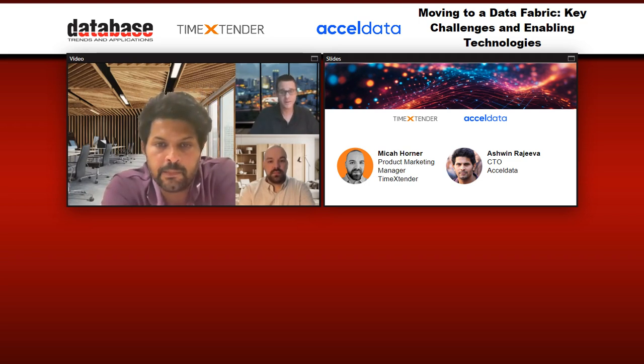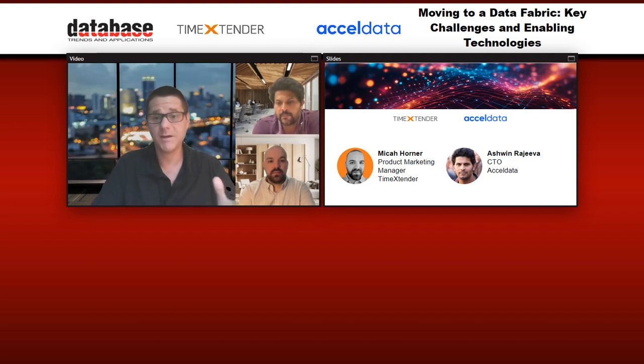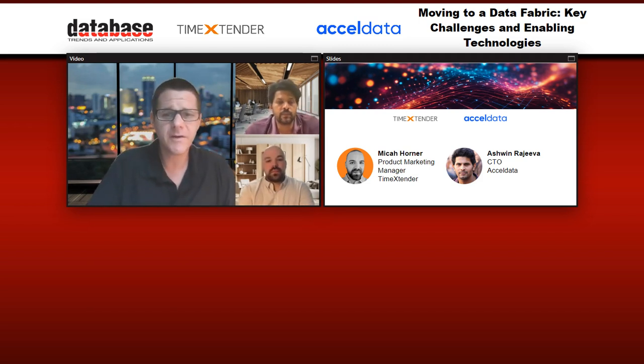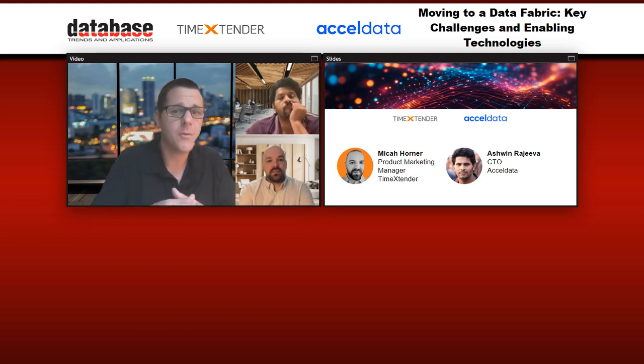That's a great point, and that's really interesting. And I'm glad you brought up AI, because it certainly has a lot of implications there. Switching gears here, and Ashwin, I'm going to let you start with this question. What are the top issues organizations need to watch out for when moving from a legacy architecture to a data fabric architecture?